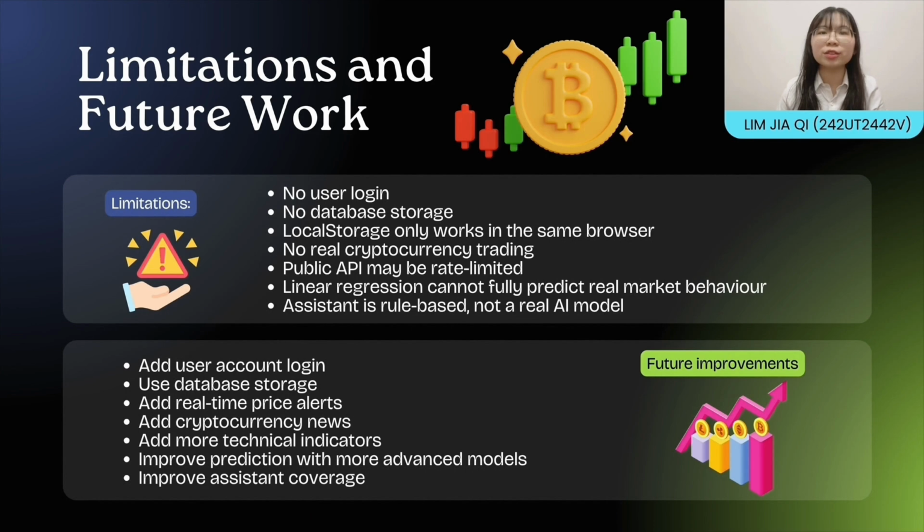There are some limitations for Coin Post. The system has no user login, no database storage, and local storage only works in the same browser. It also does not support real cryptocurrency trading. The public API may be rate limited. Linear regression cannot fully predict real market behavior, and the system is rule-based, not a real AI model.